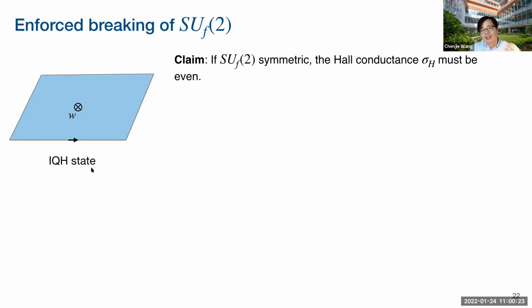Then you can define a Hall conductance. Let me claim that if the whole integer quantum Hall state is SU(2) symmetric, then the Hall conductance must be even. Intuitively, it's right, because if you think of this SU(2) as spin conservation, then the integer quantum Hall state must have 2 layers, one spin up and the other spin down. Each layer contributes sigma_H equals 1, the Hall conductance. Then the total must be 2. It's even. But what I want to have is a more general argument.